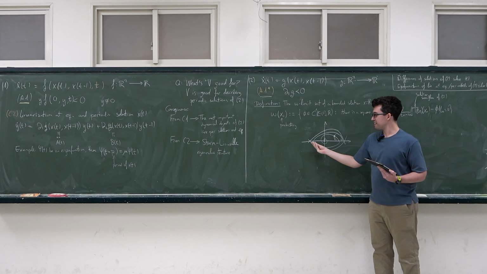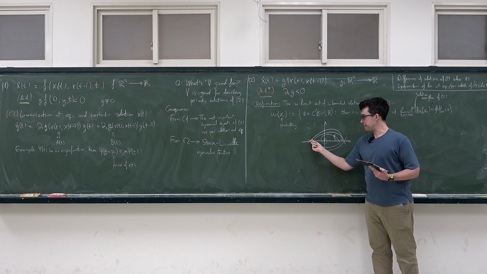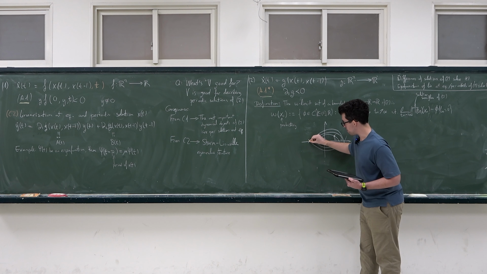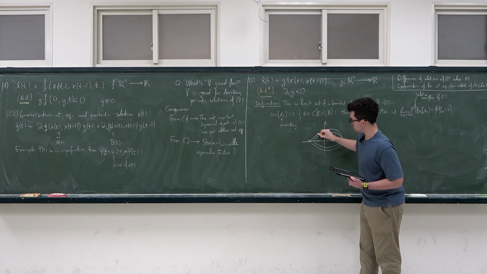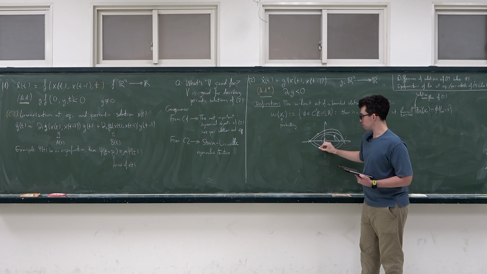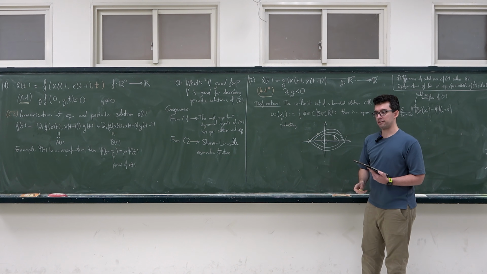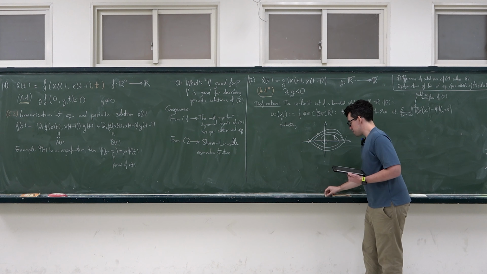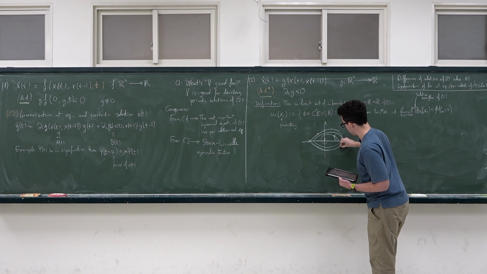So I can always find a sequence of times such that a point on the forward orbit is accumulating to this point, for example, to this equilibrium. And I can always find a sequence of times such that the trajectory is approaching this point. And I can also find a sequence of times such that the trajectory is approaching this other point here. So the omega limit set will be the whole I.